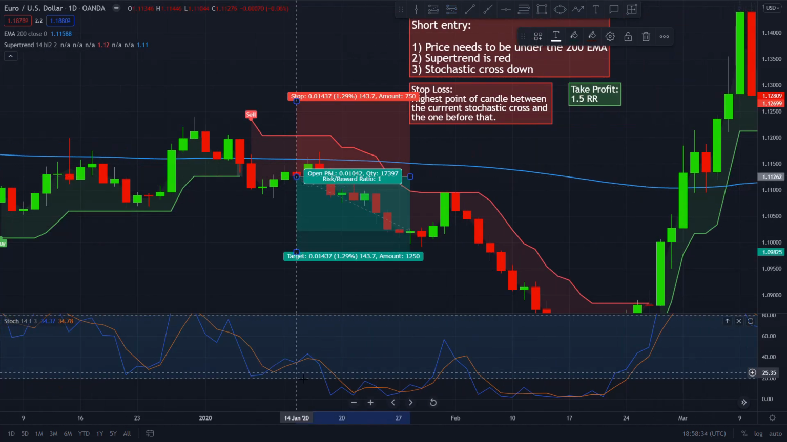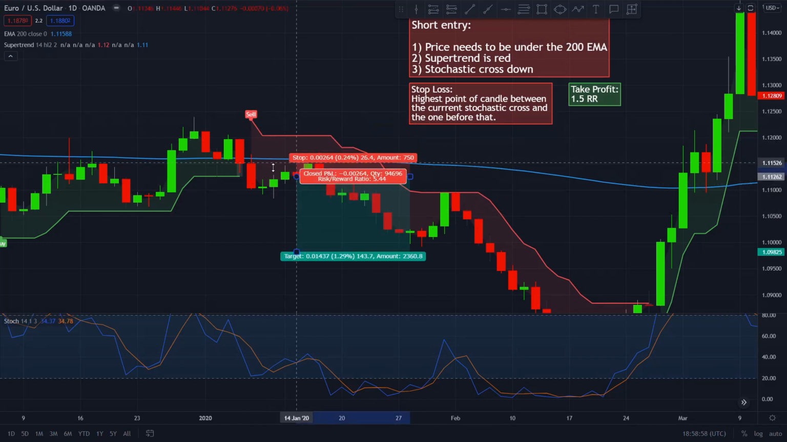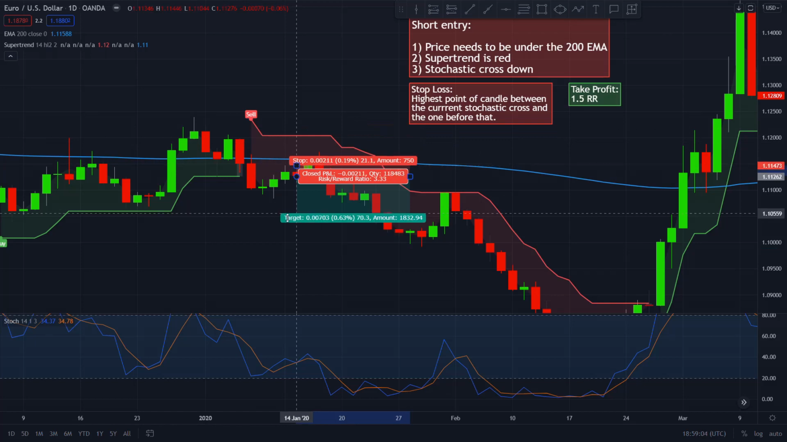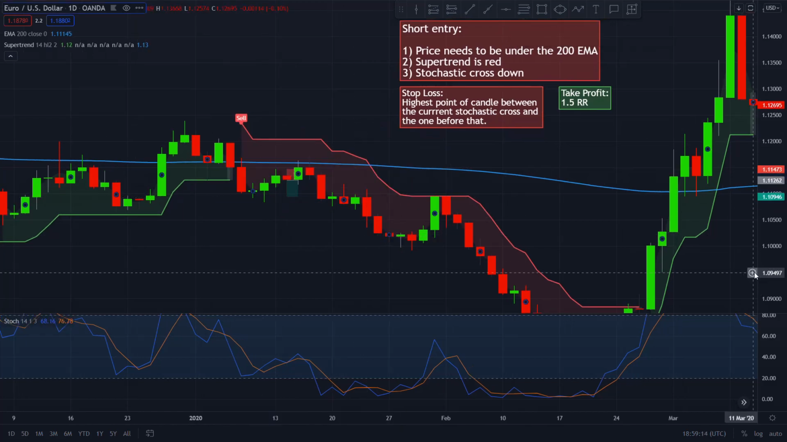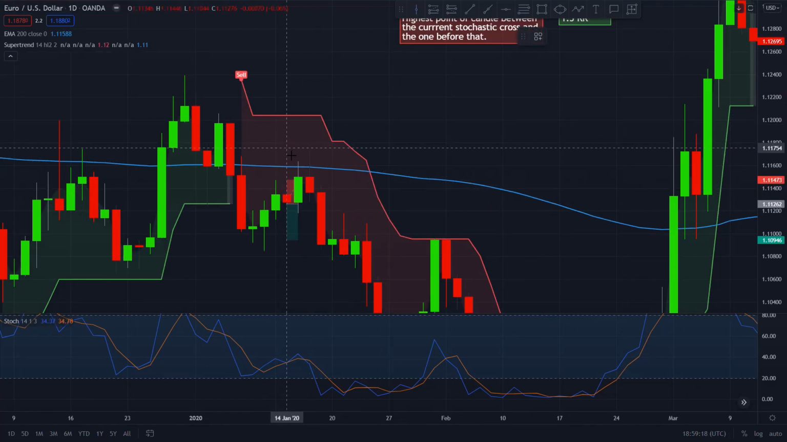For the stop loss, we are going to check what was the highest point between this cross and the last cross. As you can see between these three candles, the highest point was this one. So we are going to put our stop loss right there and target 1.5 times the risk right there. And as you can see, it hit our stop loss, so it's going to be a loser.